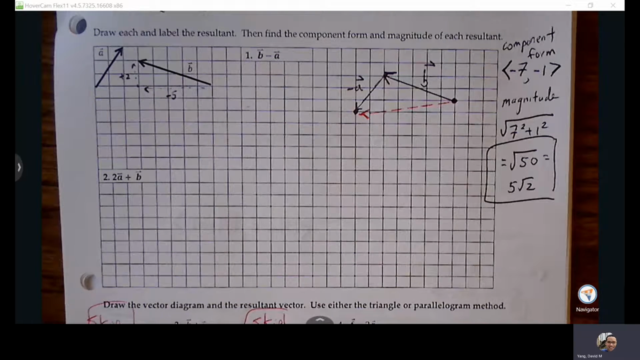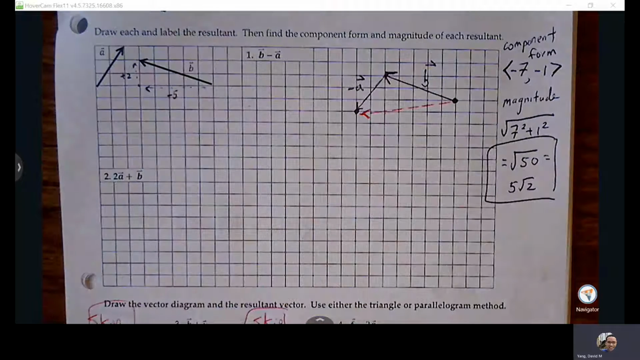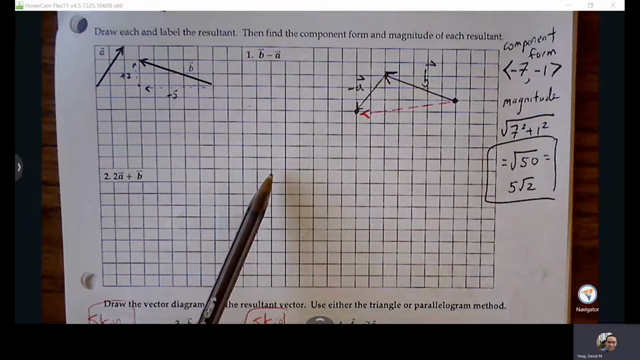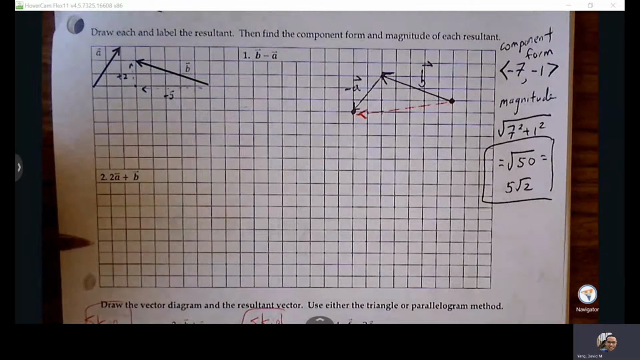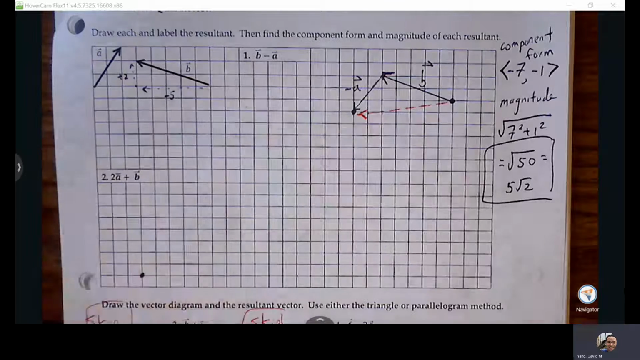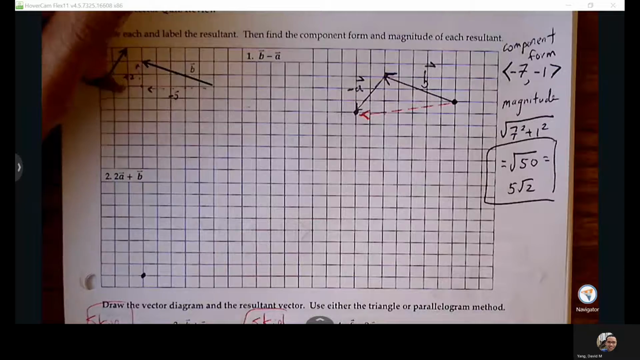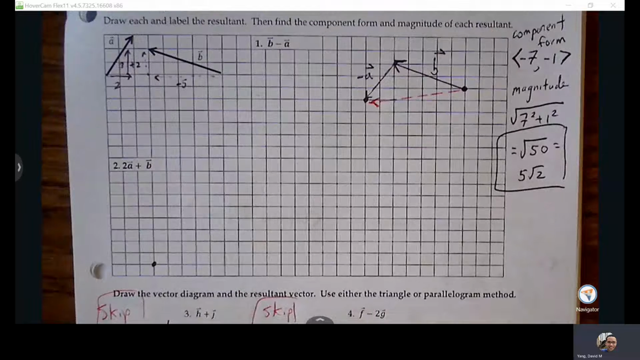Okay, try number 2. We have vector 2a plus b, so we want to take vector a and we want to double the size and the length of vector a. So we know we're going to have to go up to the right, and then we have to go further up to the left. So I'm going to start close to the bottom here. So vector A is over 2, up 3. So I'm going to have to go over 4, up 6, right?